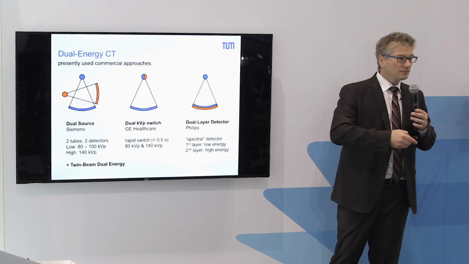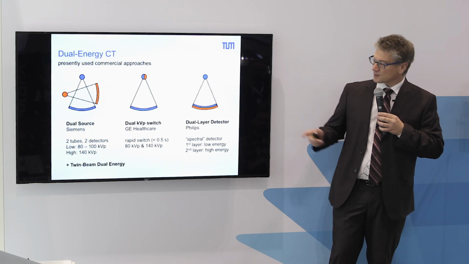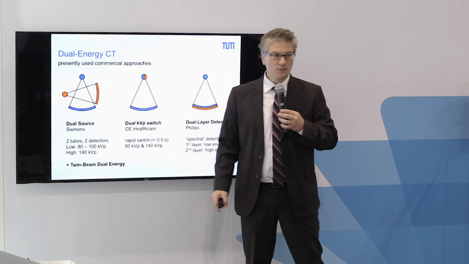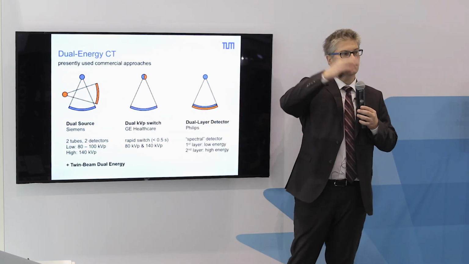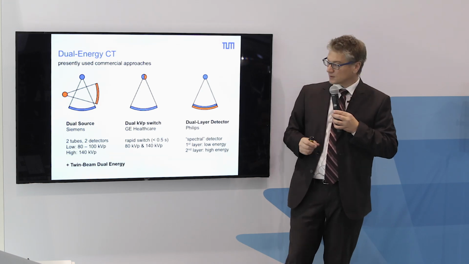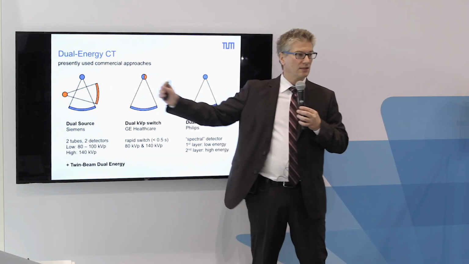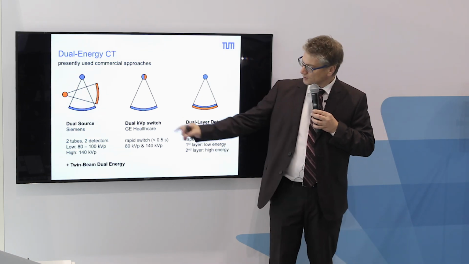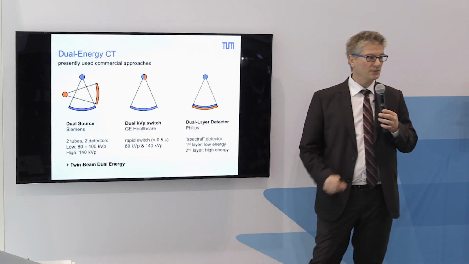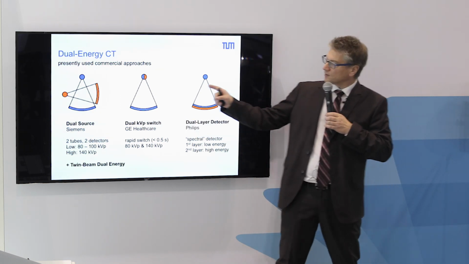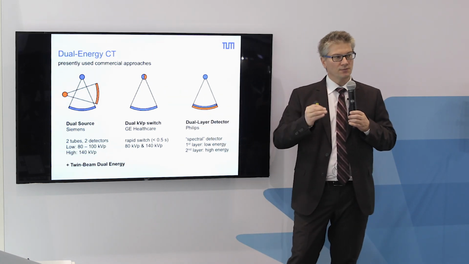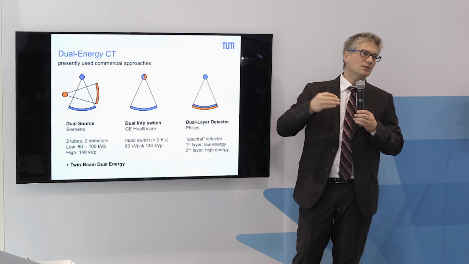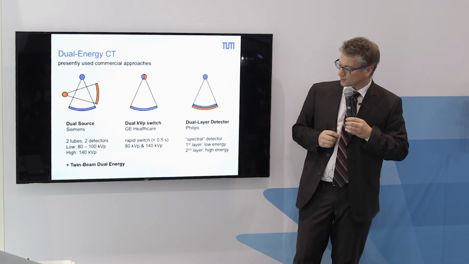By now, in daily routine, there are a couple of concepts, and these three are the most prominent ones. It started about 10 years ago with the brute force approach, I would say. Siemens put two sources and two detectors in one gantry, and then of course you can drive them at different acceleration voltages and get two different mean energy spectra. A few years later, GE came out with a rapid kVp switching system, where you switch back and forth really quickly between two acceleration voltages and also get two effective energy measurements for these two projections.